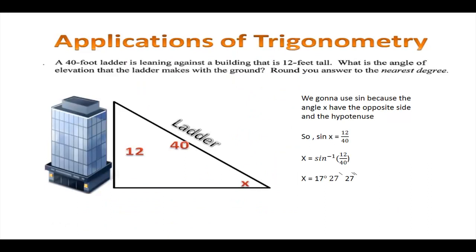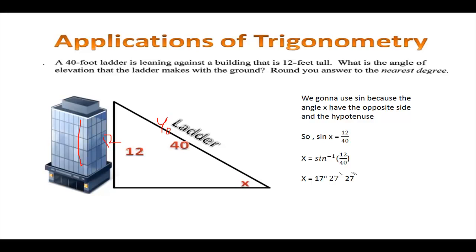So the first example: a 40-foot ladder is leaning against a building that is 12 feet tall. This building is 12 feet and we have a ladder leaning against the wall. The ladder is 40 foot. So we have the tall building and we have the leaning ladder.